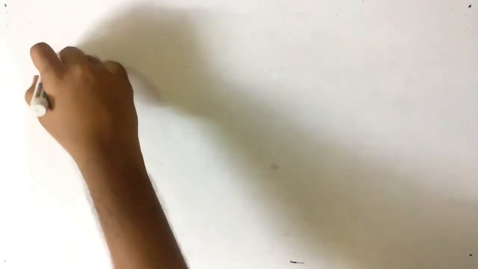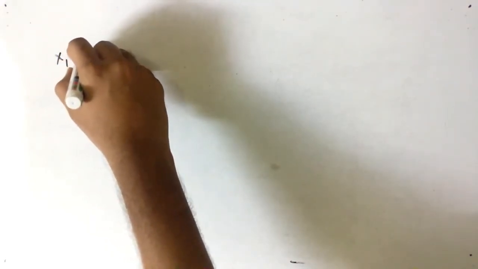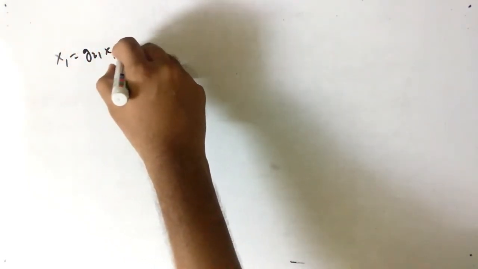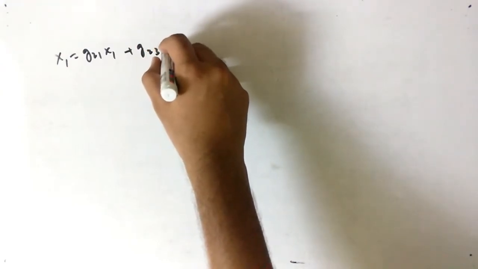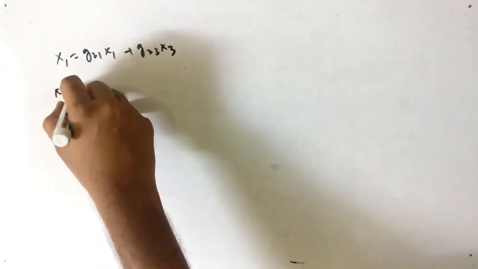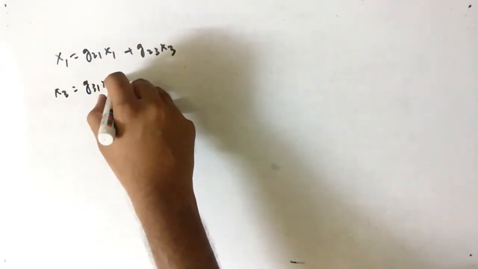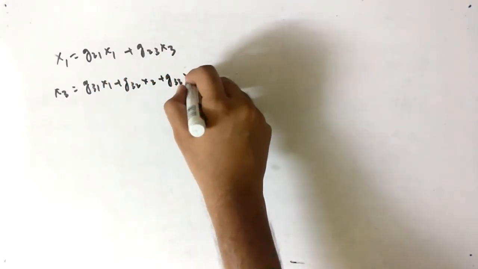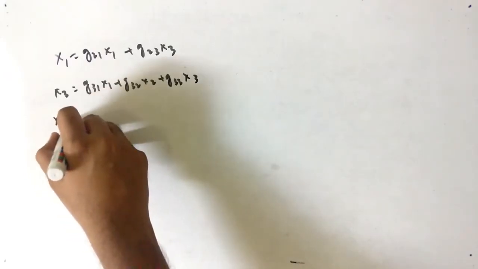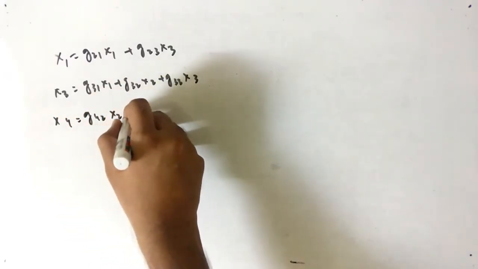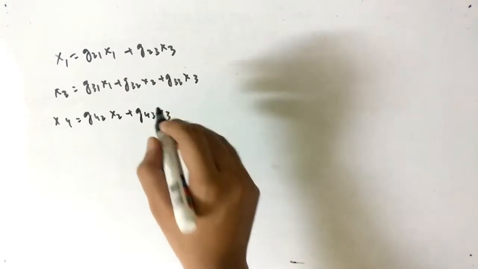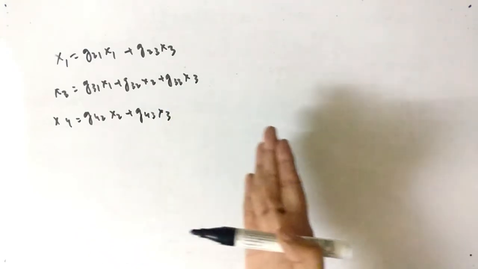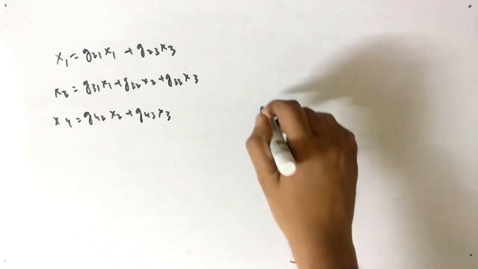Now suppose I have equations like this: x2 is equal to g21 x1 plus g23 x3. Then I have this equation, x3 as g31 x1 plus g32 x2 plus g33 x3. Then I have this equation as x4 is equal to g42 x2 plus g43 x3. How can you convert this into the signal flow graph? That is the question. Correct?